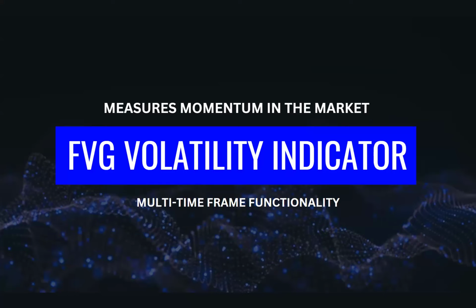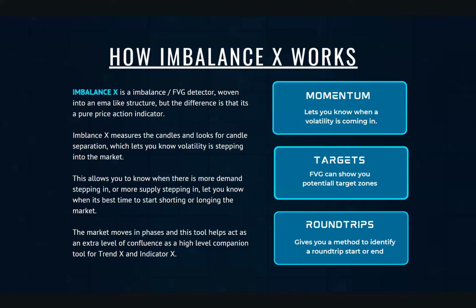It gives us the function to set it to any time frame we want, and then we can have it set to a higher time frame bias, and we can be on a lower time frame and still be seeing that higher time frame. But I'll go into more details about that now. So how do imbalances work? How does this actually work?